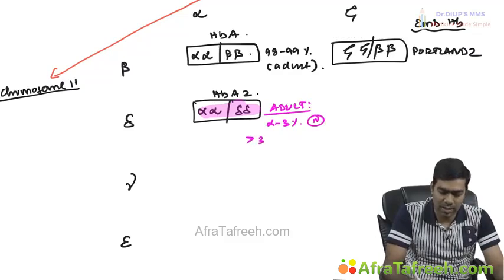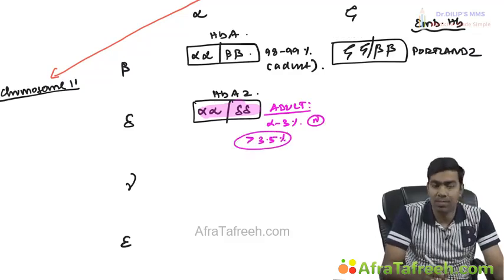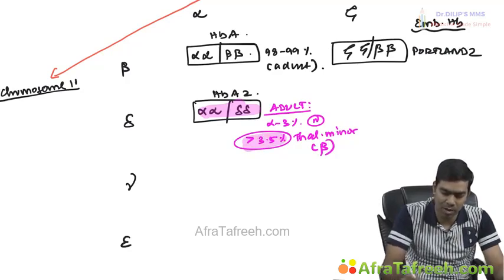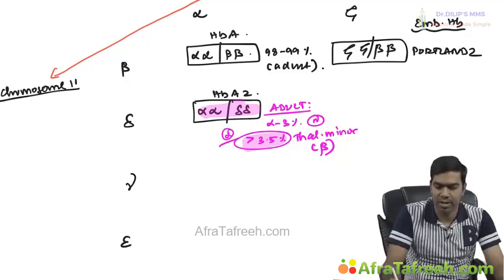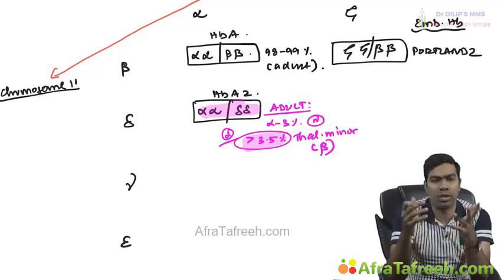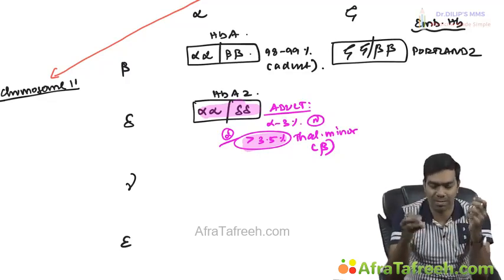The moment it exceeds more than 3.5 percentage, it is very important for diagnosing thalassemia minor, especially a beta thalassemia minor. Very, very important. This is a very important point. I'm going to repeat this point again and again. When HbA2 levels are more than 3.5 percentage, it is going to clear-cut give the diagnosis of a thalassemia minor.